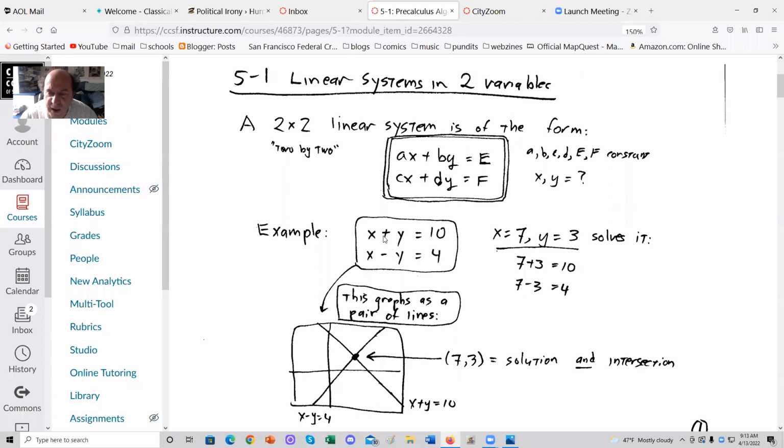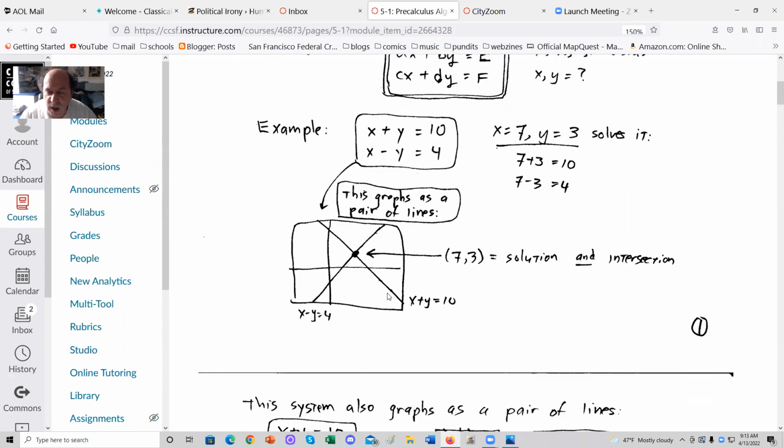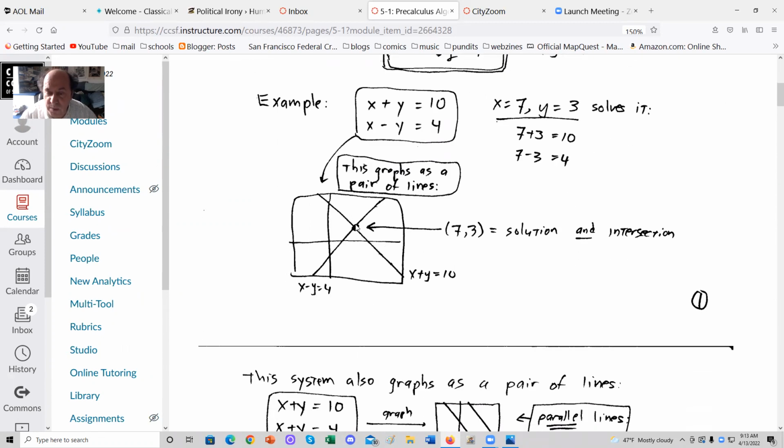Now, if you graph x plus y equals 10, you get this line here in the plane. X minus y equals 4 graphs as this line here. All right. Now these 2 lines meet at 1 and only 1 point, and guess what? It's at 7 and 3. It's a solution to the system and the intersection of the graphs of each line.